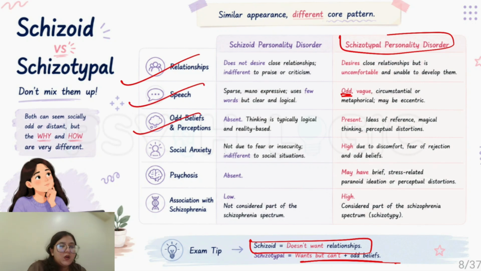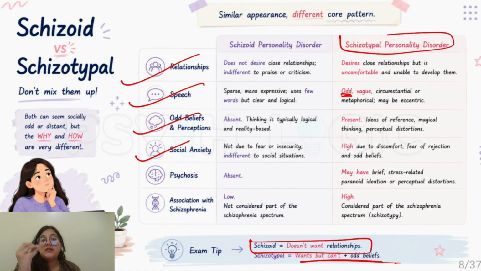Even appearance and behavior differ. A person with schizoid personality disorder will appear emotionally flat and socially detached. But a person with schizotypal personality disorder will dress unusually, speak in an unusual manner, or behave in a way that others find very odd. Let's talk about social anxiety. Schizoid individuals are not anxious around people, they just are not interested in them. While schizotypal people often feel uncomfortable in social situations because of their unusual beliefs or difficulty connecting with others.